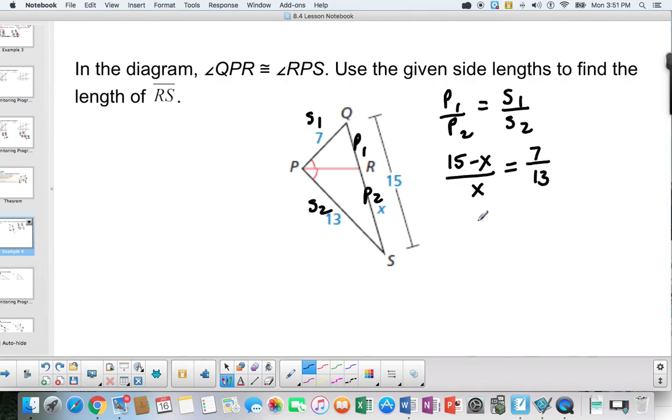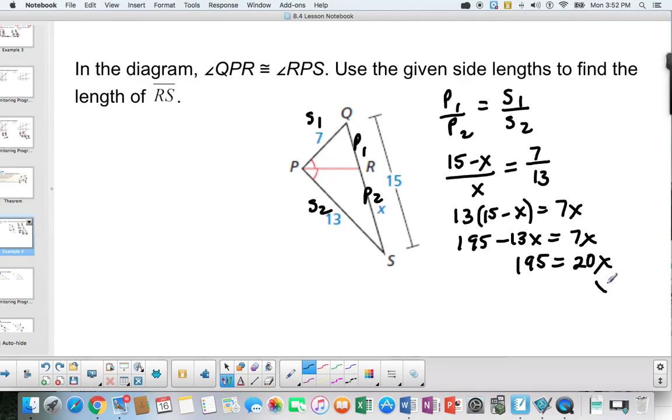Now a lot of students forget to distribute, and this is a big mistake they make in their algebra. 13 times 15 is 195, minus 13x is equal to 7x. So 195 is equal to 20x, and x is equal to 9.75. We were asked to find RS, which is x. So we have found this length.